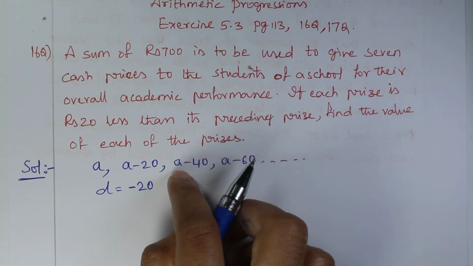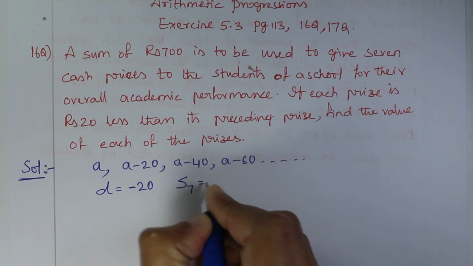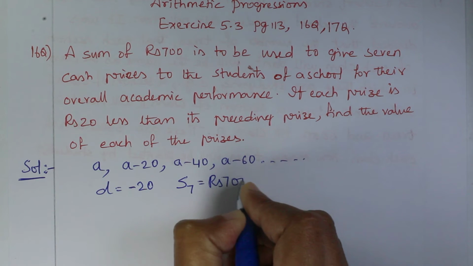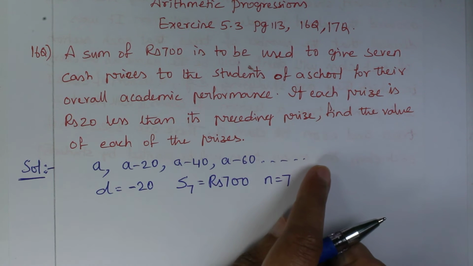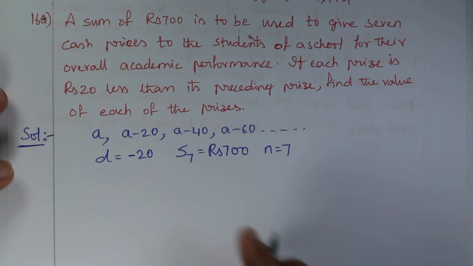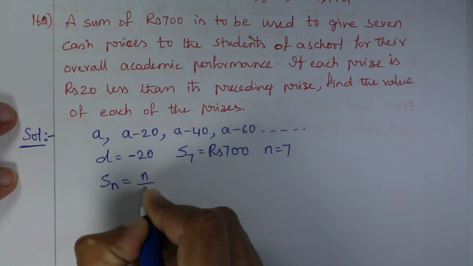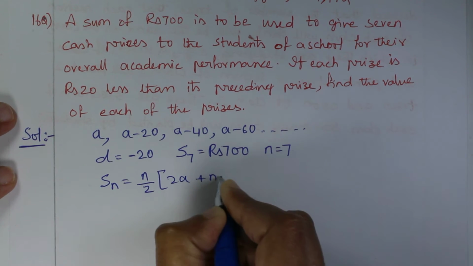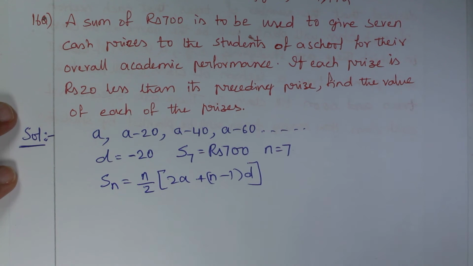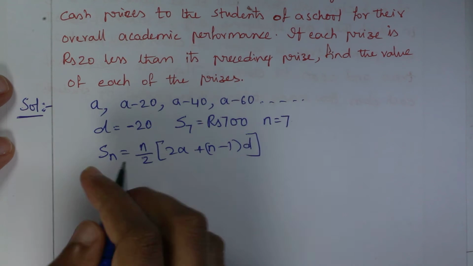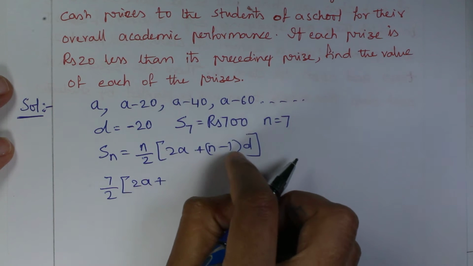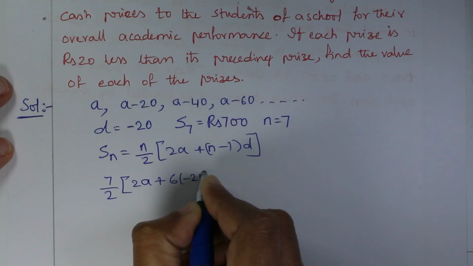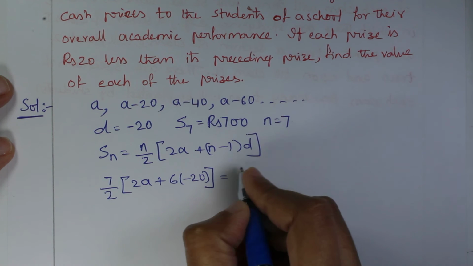Now, the sum of all the prizes is given, that is S7 is equal to 700 and n is equal to 7. Now we have to find the value of each of these 7 prizes. We know the formula of Sn, right? Sn is equal to n by 2 into 2a plus n minus 1 into d. So here n is 7: 7 by 2 into 2a plus 7 minus 1, that is 6, into minus 20, is equal to Sn, which is 700.